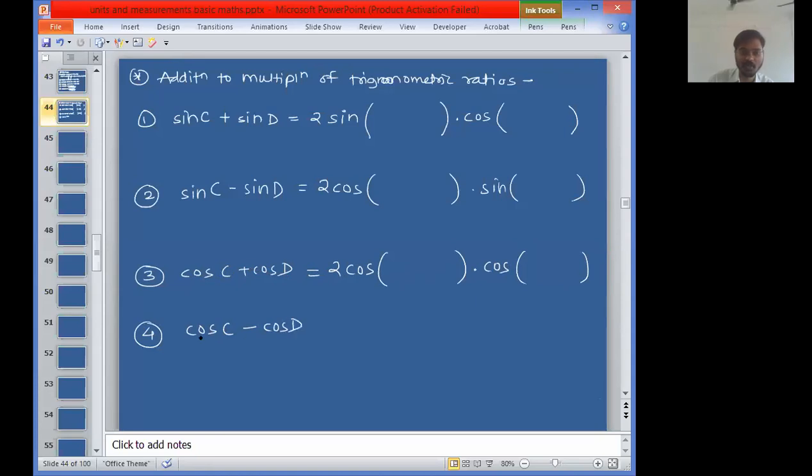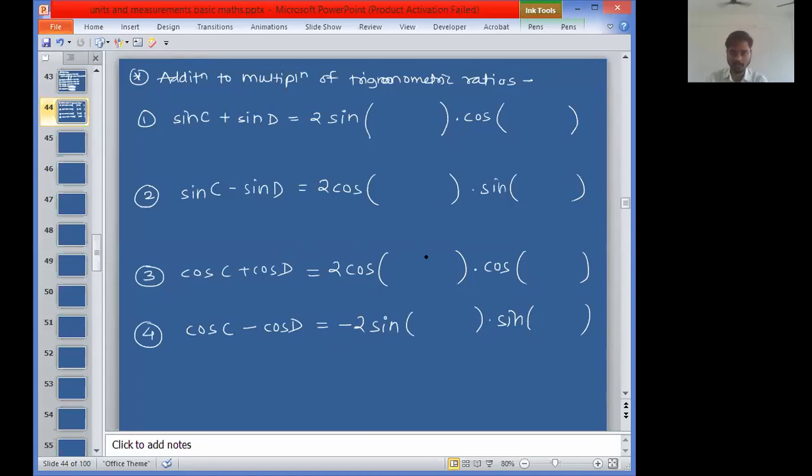Cos minus cos means cos C minus cos D, cos 30 minus cos 60, cos 75 minus cos 45. Cos minus cos is minus 2 sin sine. This is an exception. This is an exceptional formula. Here one extra minus sign is there. Leave one line here, one line here, and then write the next formula.